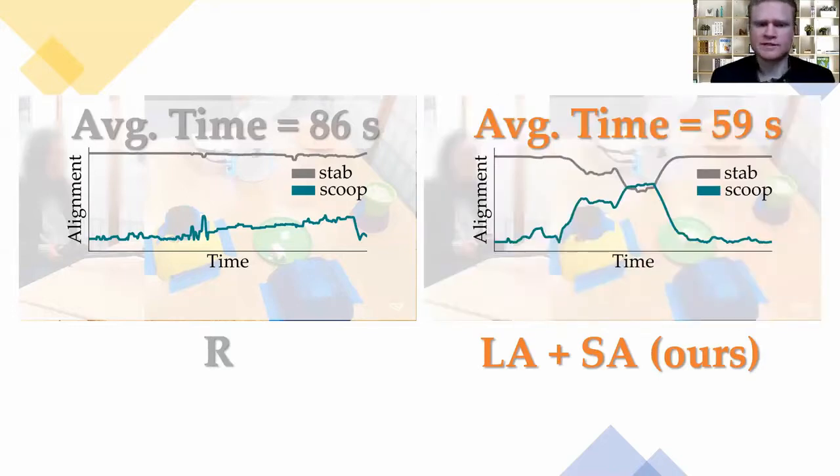I want to show 2 contrasts here. First, the user was able to complete this task much more quickly when using our approach. But second, they are able to actually change their low-level preference once they reach these different goals. You'll notice that they switched from a stabbing orientation to a scooping orientation when they were trying to grab the icing, which they weren't really doing when they were just using end effector control or retargeting by itself.